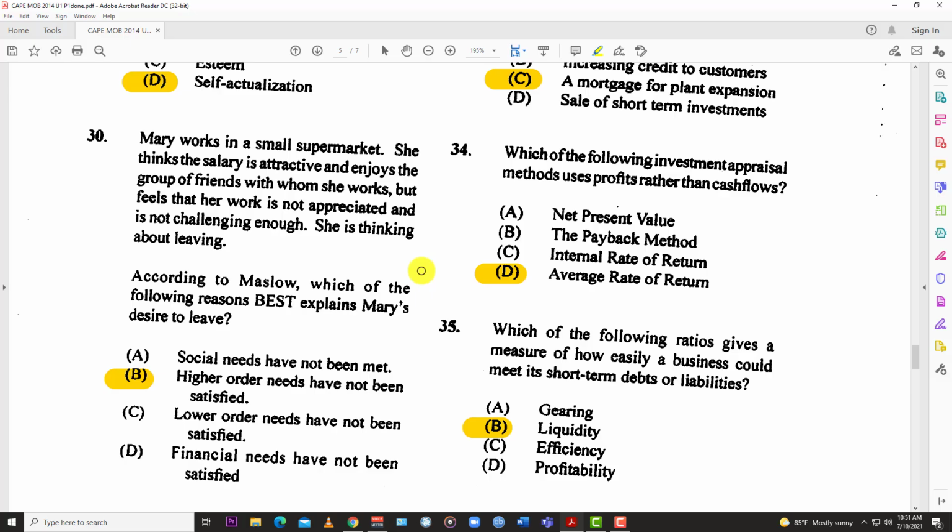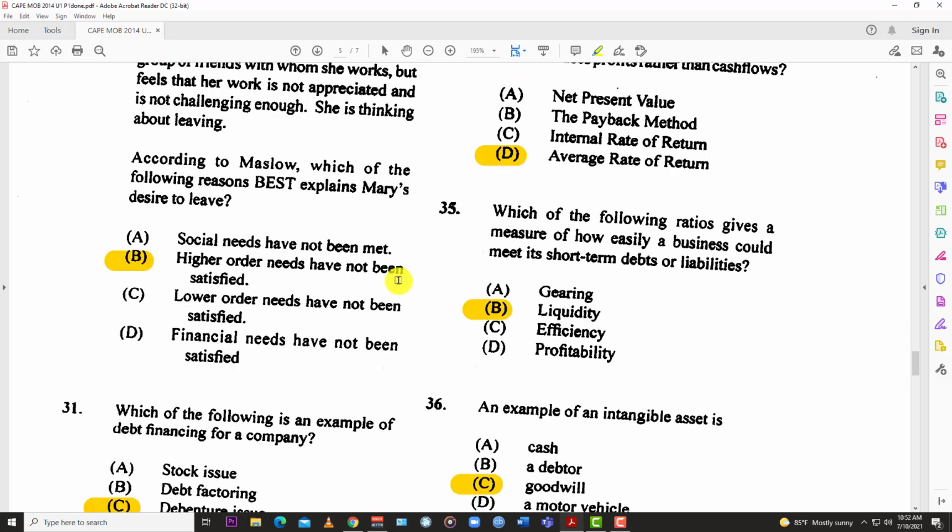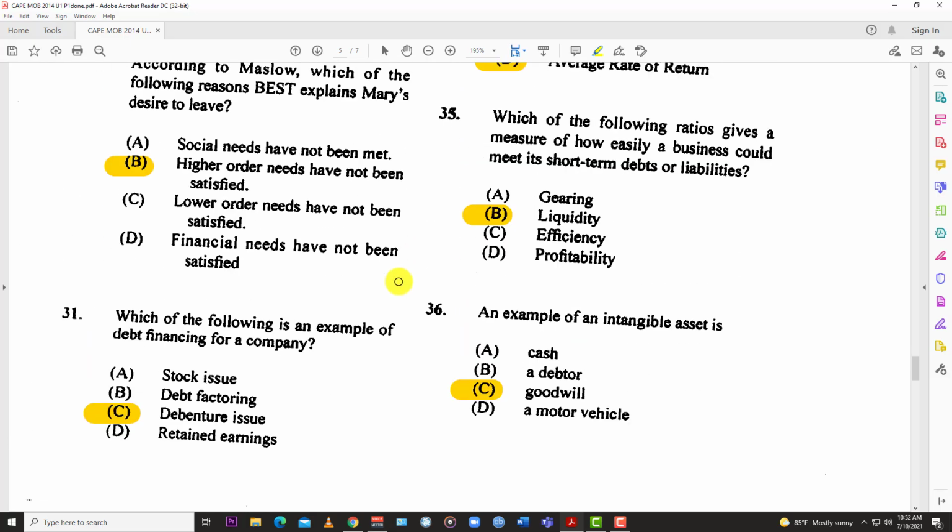She enjoys her friends, her social needs are met, but she doesn't feel appreciated, so esteem, and is not challenging enough, so self-actualization. And so the best answer here is that her higher order needs are not being satisfied. So that's the esteem and the self-actualization, because the lower ones are met. Her security is met, social is met. So the higher ones are not being met, so maybe she wants to go elsewhere to try to achieve those.